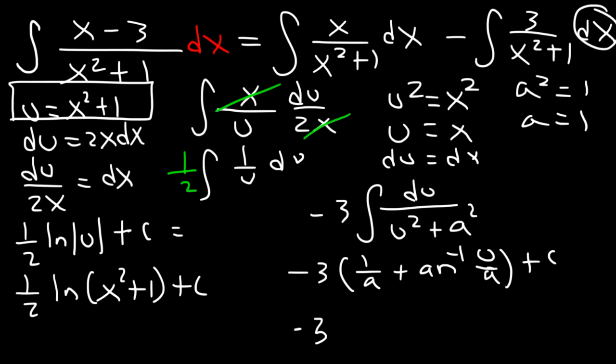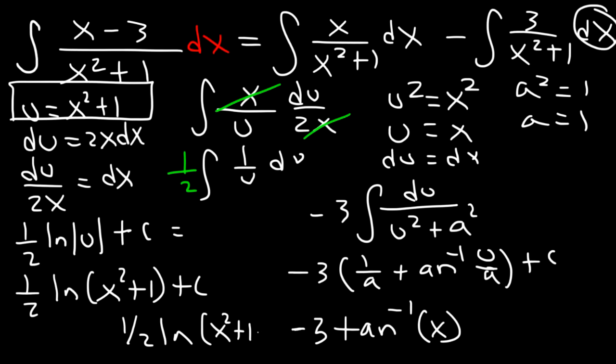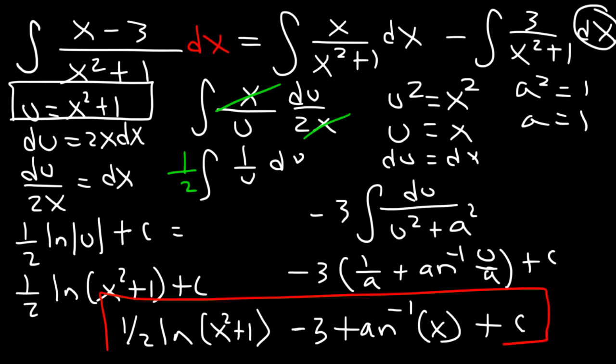Now we can replace a with 1 and u with x, so it's just going to be negative 3 arctan x. And then we have 1/2 ln x squared plus 1. Now we don't have to write plus c twice, just once. So this is the final solution. 1/2 ln x squared plus 1 minus 3 arctan x plus c.